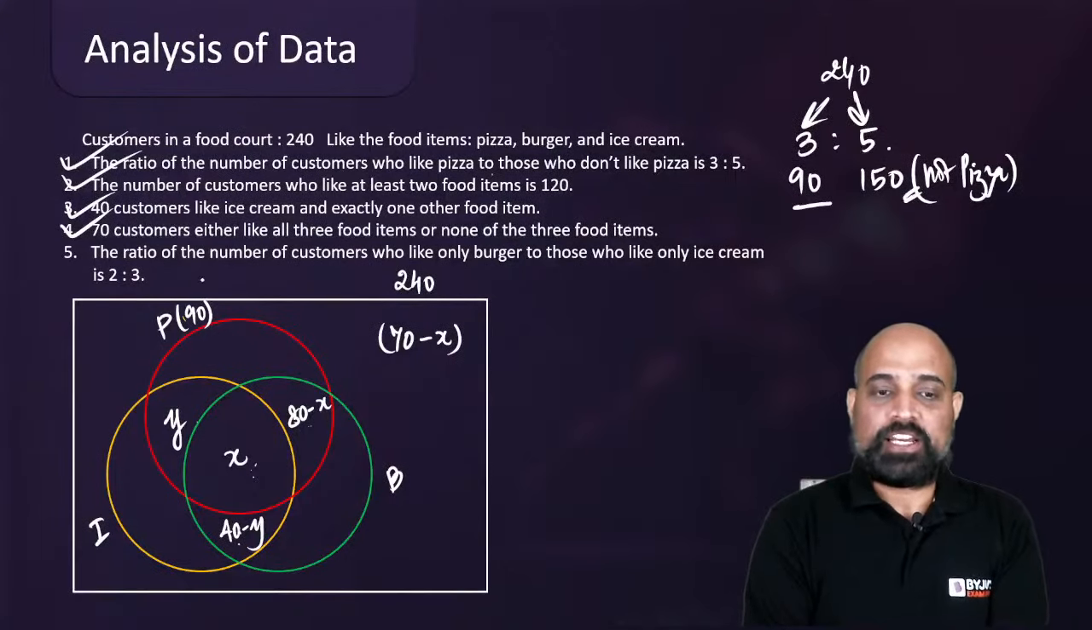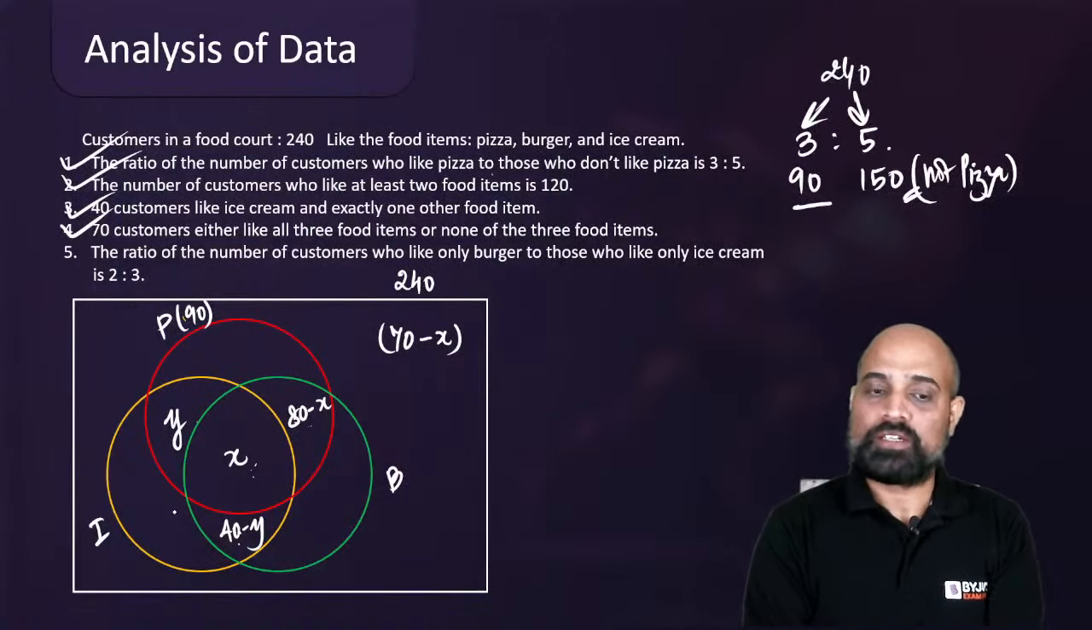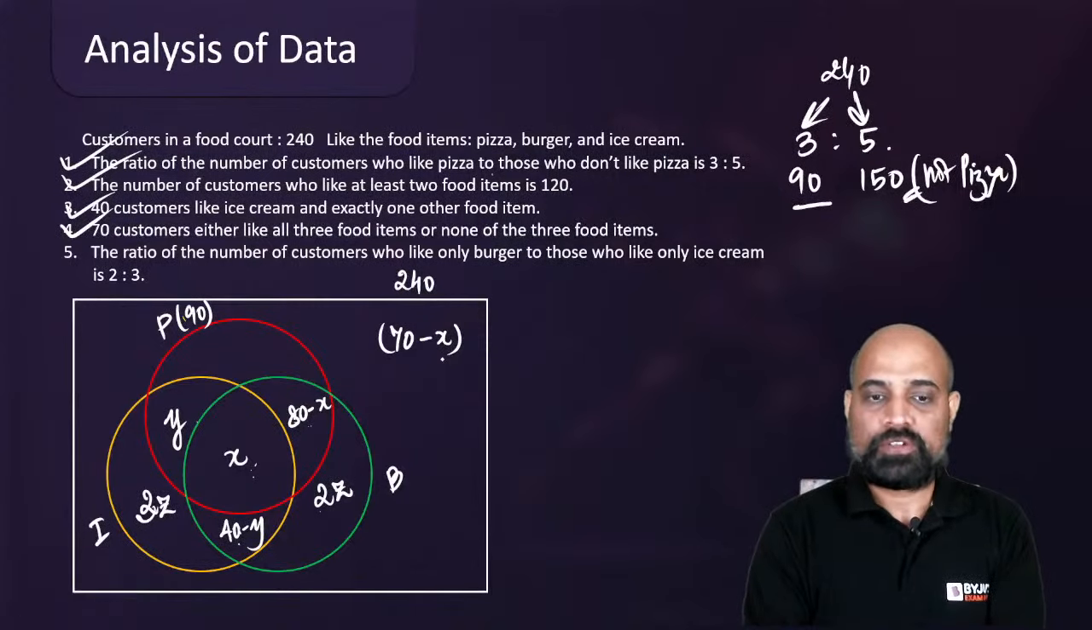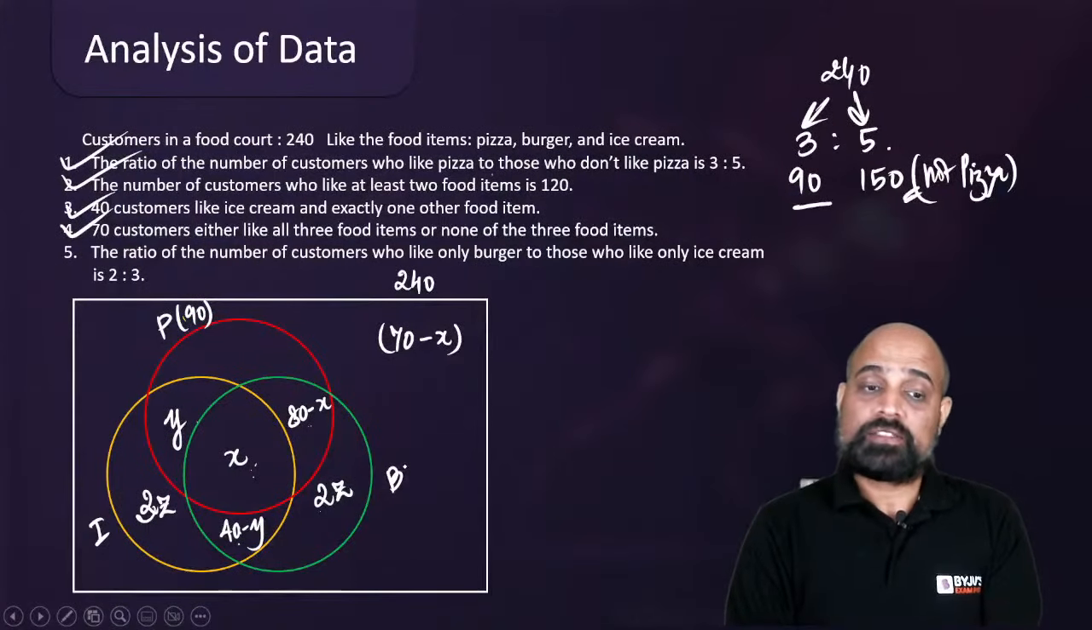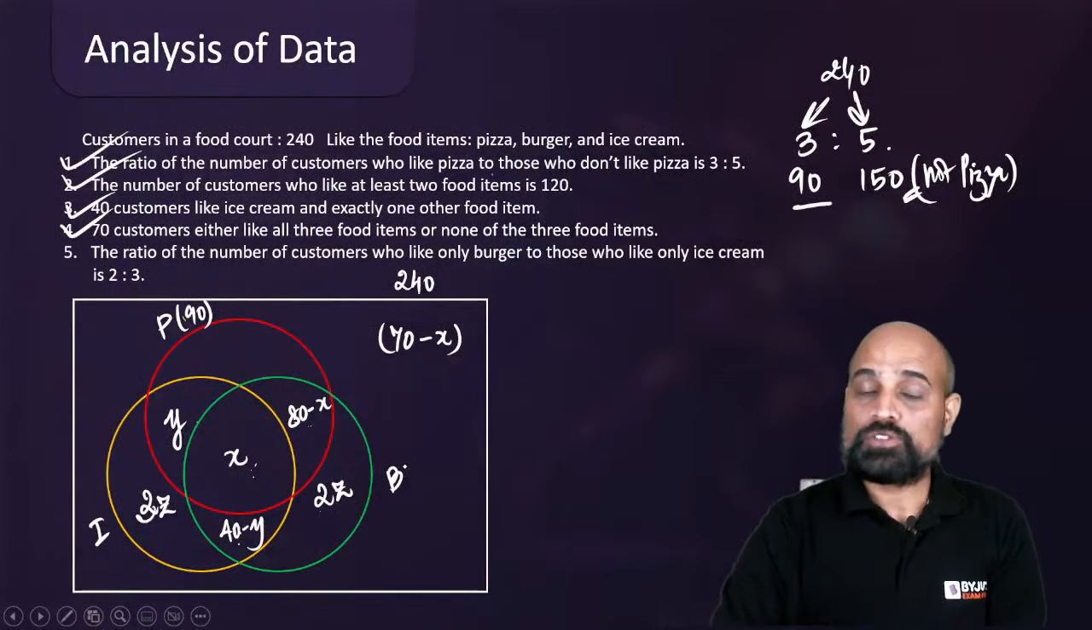Next, the ratio of the number of customers who like only burger to those who like only ice cream is 2:3. So if I take this as 2z and the customers who like only ice cream as 3z, this is what we will have. Now the thing is, there are 3 variables x, y and z. How do we go ahead and solve this?